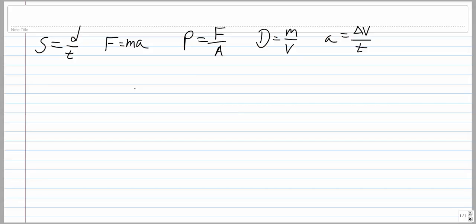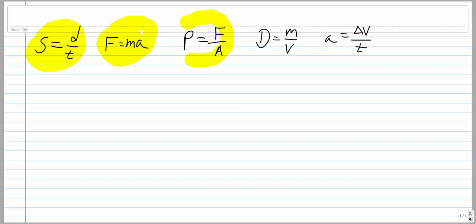Okay, here we go. In physical science class, the state of Michigan has a bunch of what are called benchmarks, and those are things that we're supposed to teach you. Among those benchmarks, there is an equation called speed equals distance over time. This is Newton's second law, F equals ma.